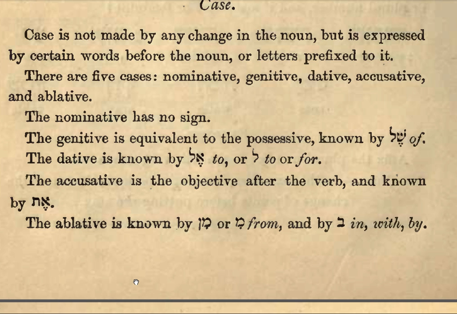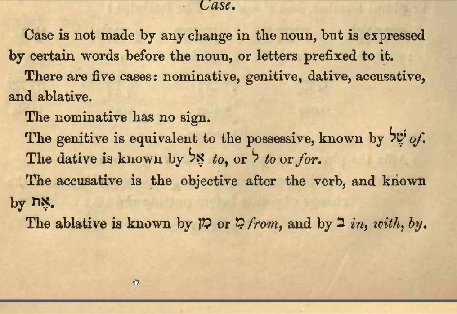And there are 5 cases: the nominative, genitive, dative, accusative and ablative, and we need to understand what these cases are doing more than understand the Latin names. The nominative has no sign. It's the thing itself as it is. It's the word we look up in the dictionary. That's the word in its raw state, when it's the subject of the sentence, when it's the theme of the action, when it's doing the action.